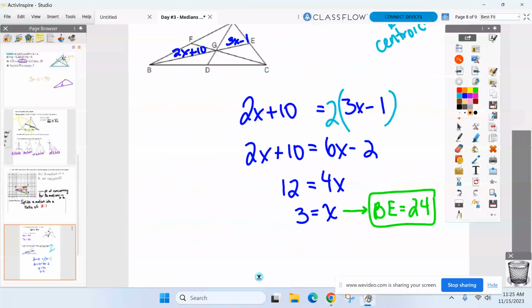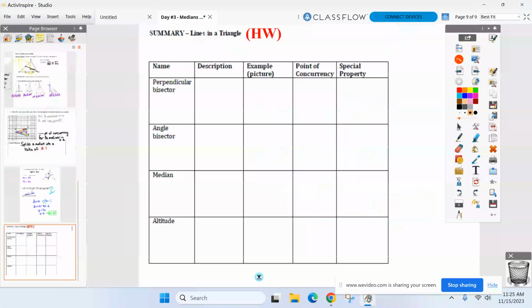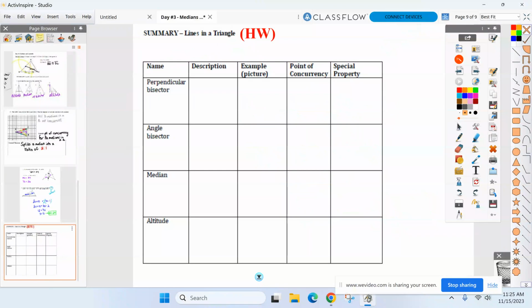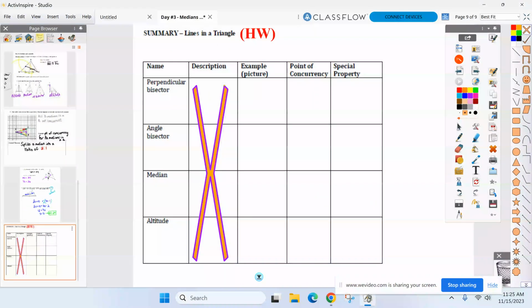And I know we are done with the notes, but I want to start the homework with you. So if you flip it over, the first thing on the homework tonight I'm asking is to review every concept we've done so far and put it into one chart for me. I don't care about the description. I'm more concerned with, can you draw it? I want to make sure you can draw it.